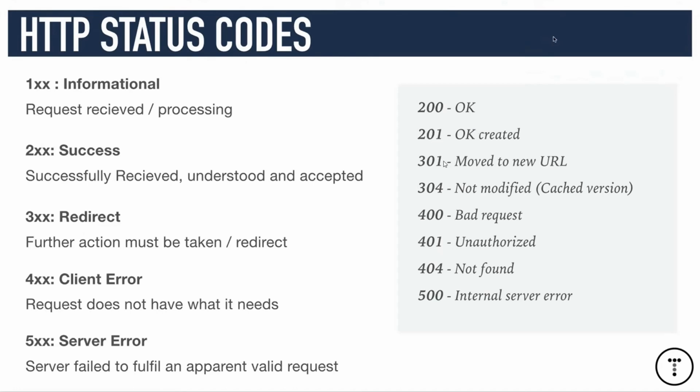301 is usually moved to a new URL. So this has to do with redirection. 304 is typically not modified. If you visit a page and it gets cached and it hasn't changed at all, then you will get a 304, and then you will have a 300 response or status.